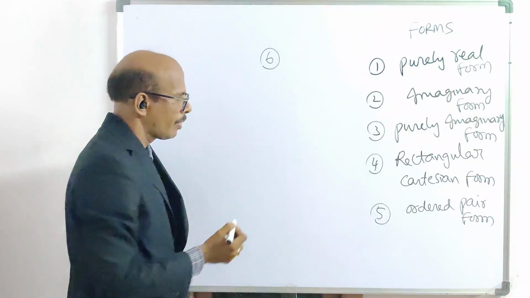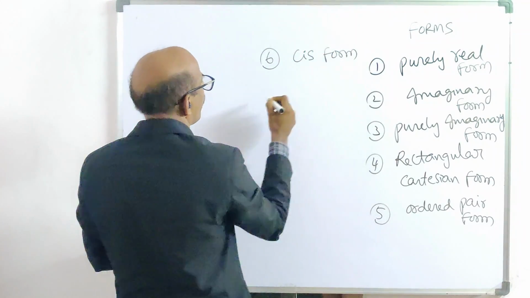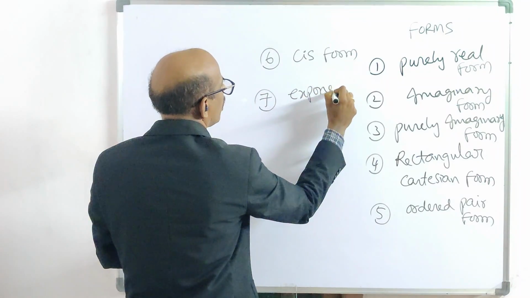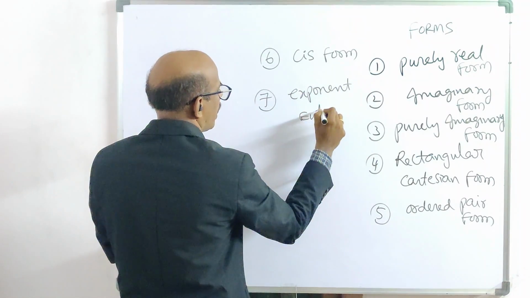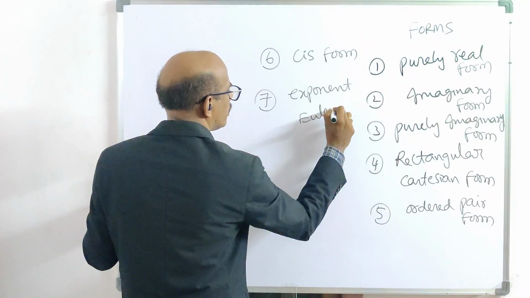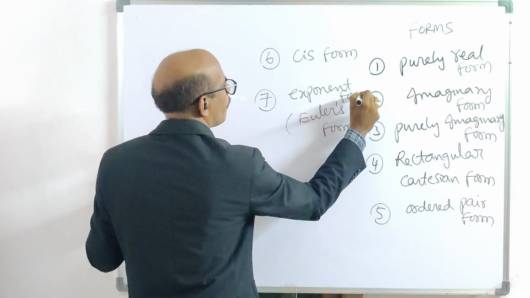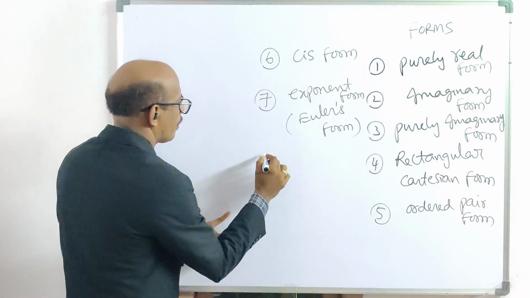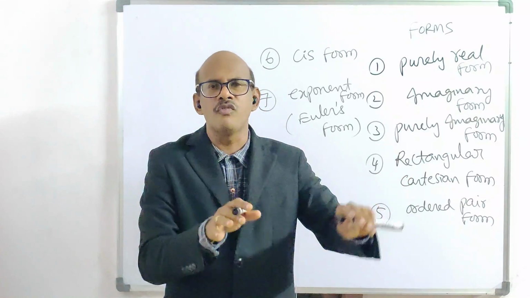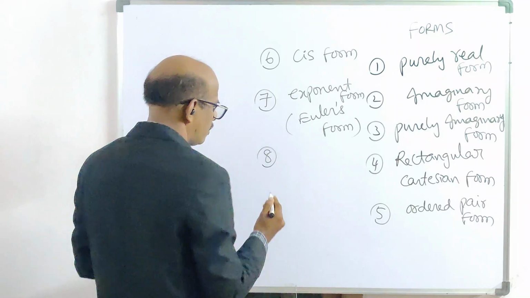Next one, Cis form. Exponent form or Euler's form, whatever you may call it. Exponent form or Euler's form. Modulus amplitude form, or trigonometric form, or polar form. There are many names given by different authors.